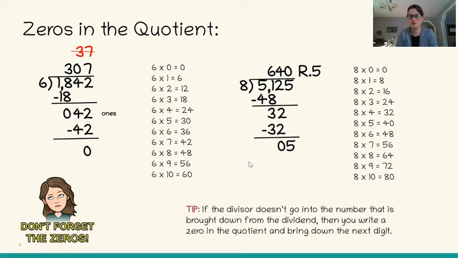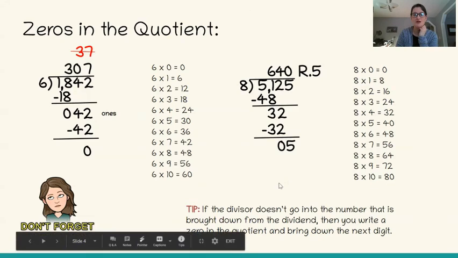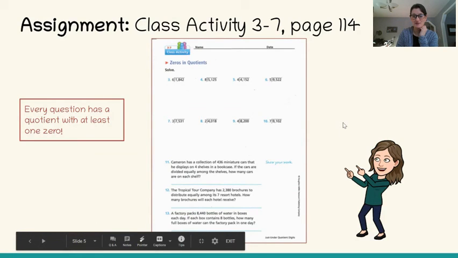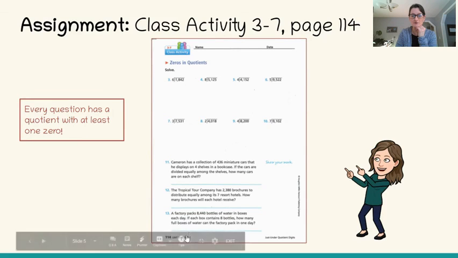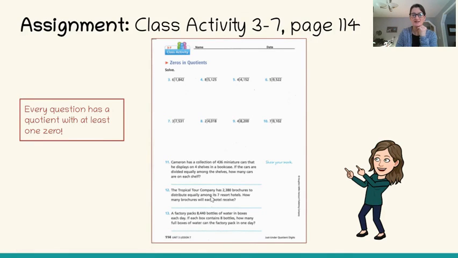Look for zeros in the quotient. If you cannot divide your divisor into the number you bring down from the dividend, then you're going to have to put a 0 up the top in the quotient. And you could have a 0 in the tens or the ones, anywhere in your quotient. So today when you do your class activity page 114, there's just the one page. We've done questions 3 and 4 together. So you're going to need to do 5 through 13. Every question has a quotient with at least 1 0. Some questions even have 2 zeros in the quotient. So just be looking out for that today.